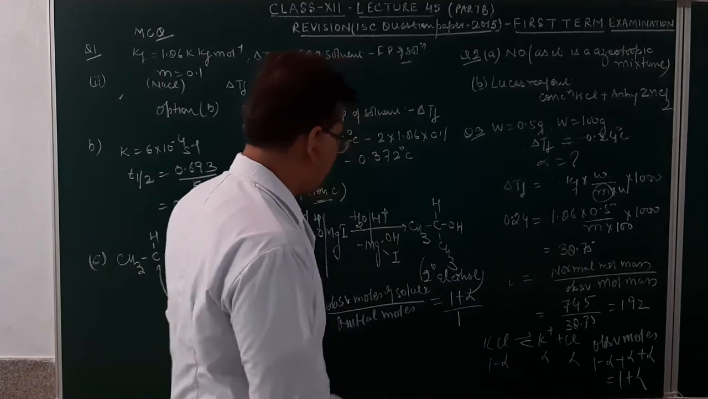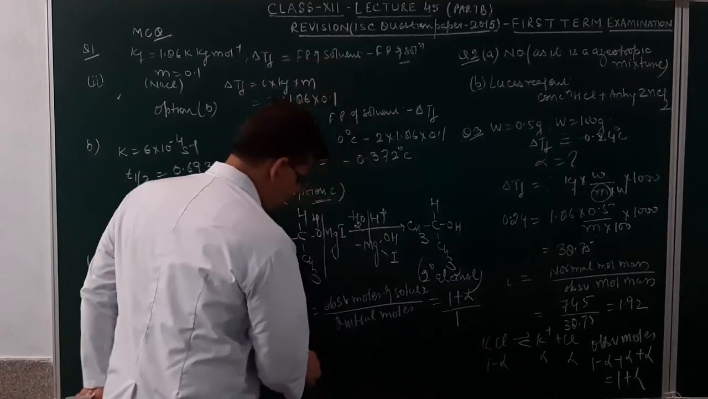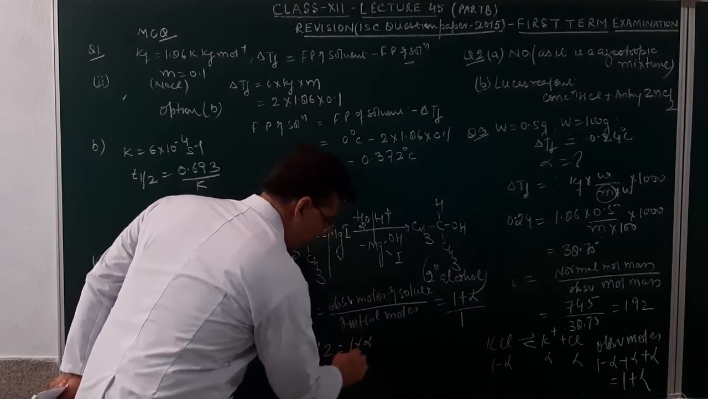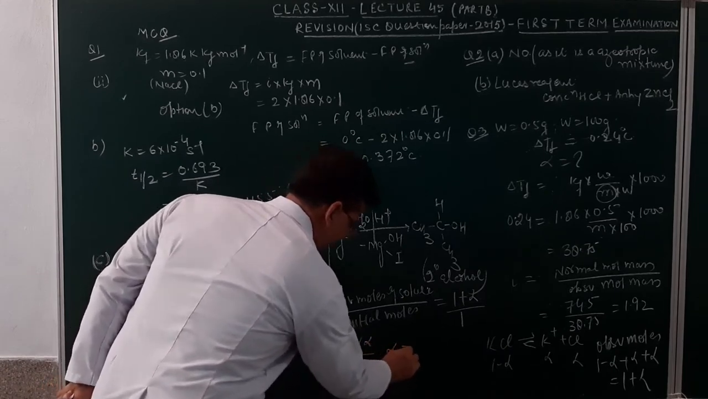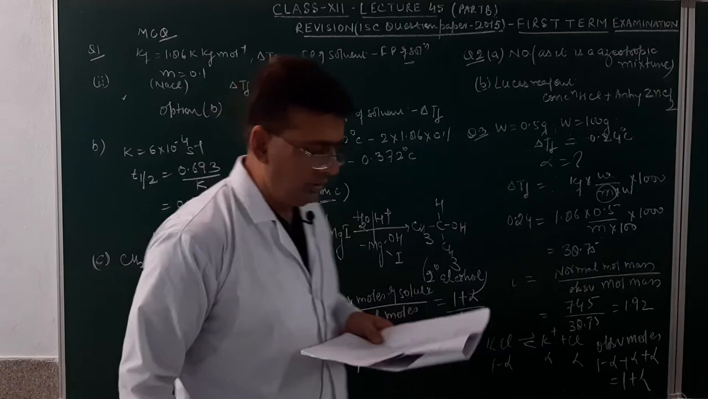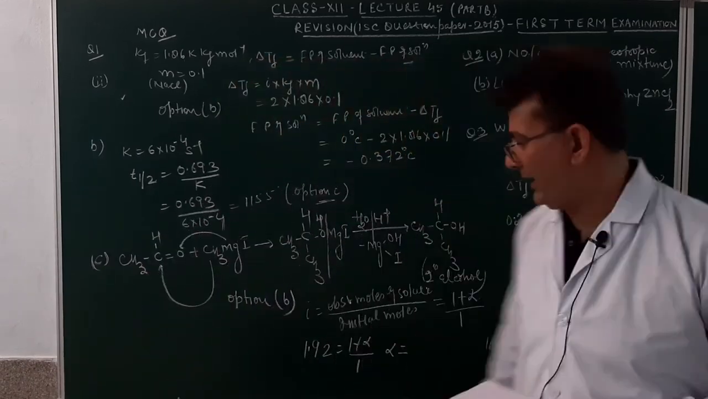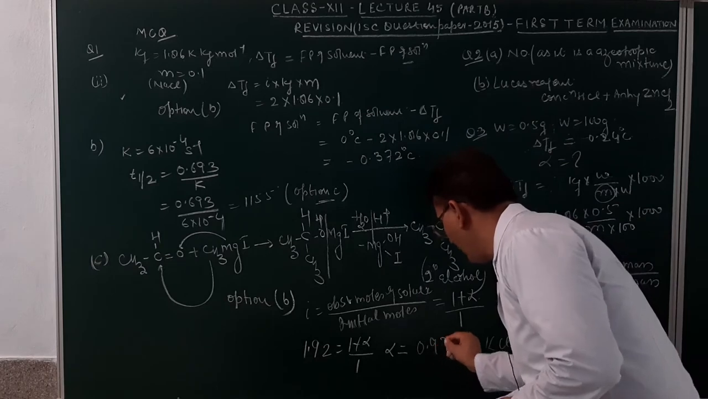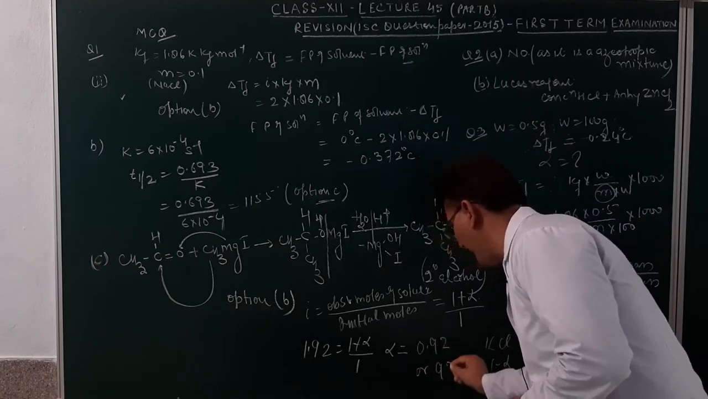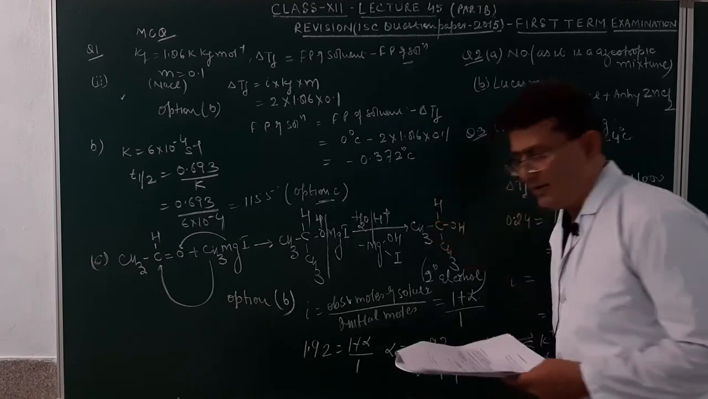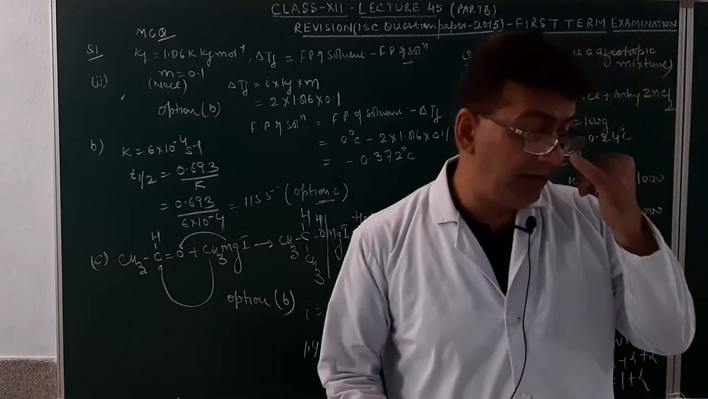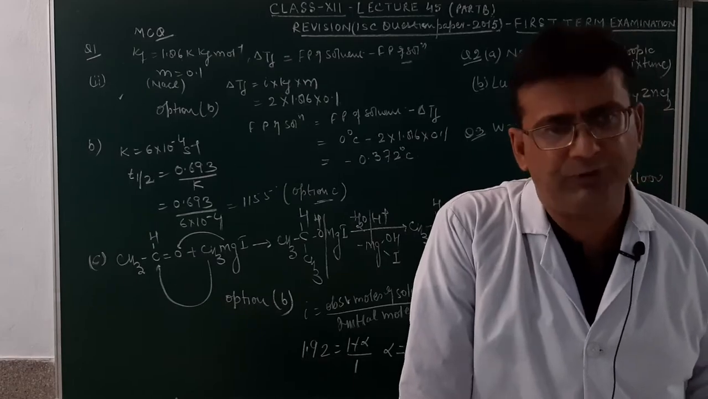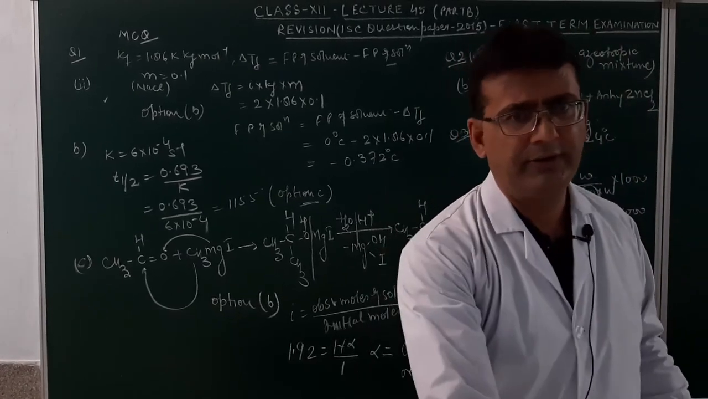Yes, but i value is what? 1.92. So 1.92 will be equal to 1 plus alpha upon 1. Solving for alpha, it will come out to be equal to 92%. So alpha will be equal to 0.92 or 92%. Am I clear? So you have seen that the questions on abnormal colligative property are common features of the board examinations.